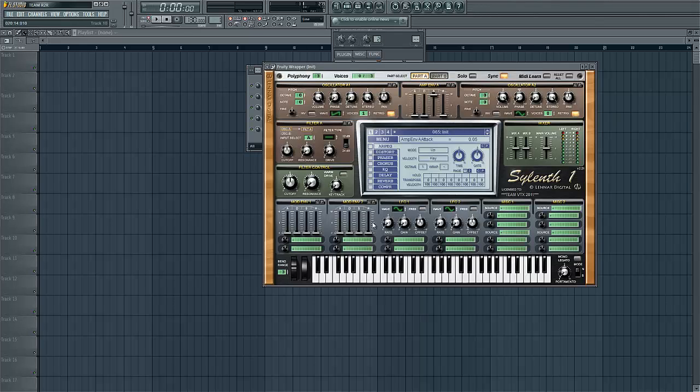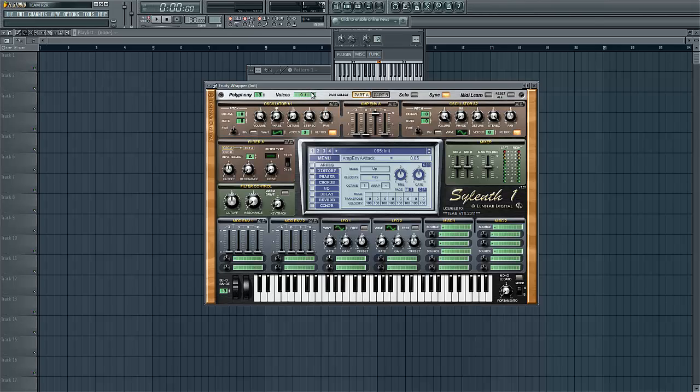So here is the interface of Silent, and you can see the envelope stands for ADSR. ADSR is A for attack, D for decay, S for sustain, R for release. You can see in Silent the amplitude envelope is here. It's an amplitude envelope of part A. There are two parts in Silent, part A and part B. Amplitude envelope of part A is here and part B is here.